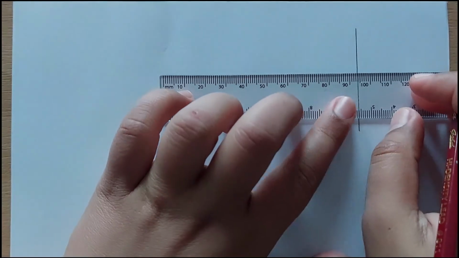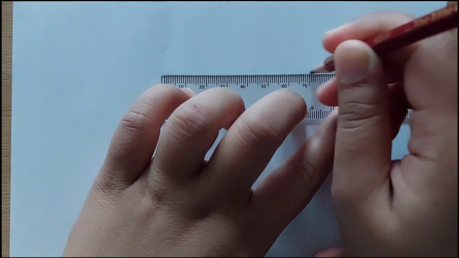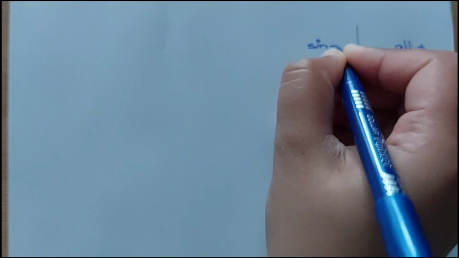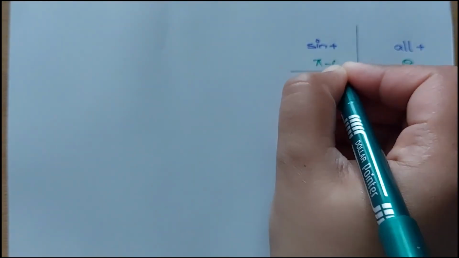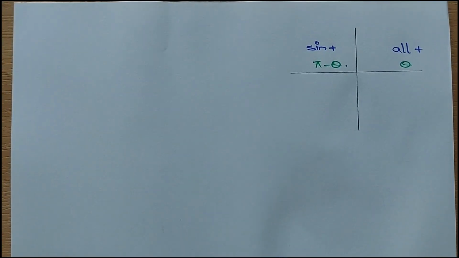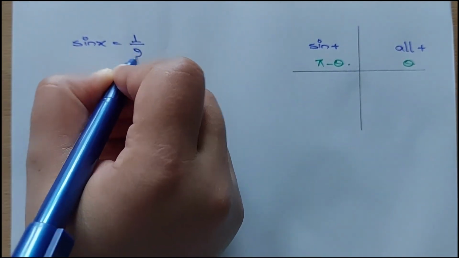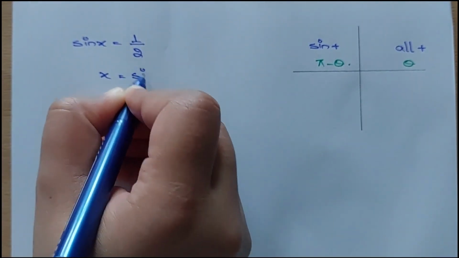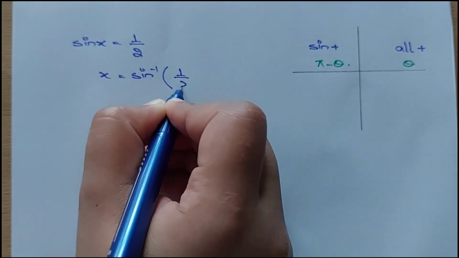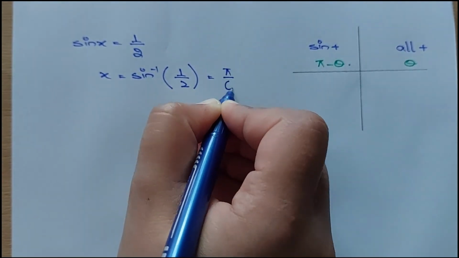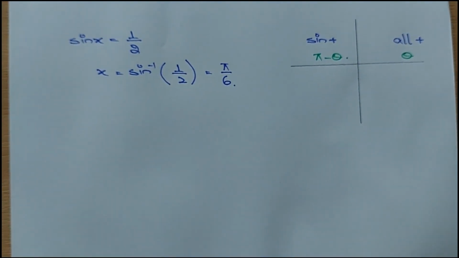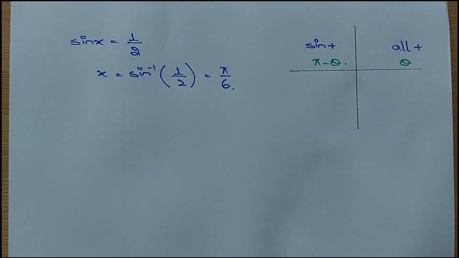So this is a coordinate system. In the first quadrant, all trigonometric ratios are positive, and in the second quadrant, sine is positive. So the expression for the first is theta, and here we have pi minus theta, right? So we have the equation sine x is positive 1 by 2, and the x value is sine inverse of 1 by 2, that is pi by 6, which we just got.